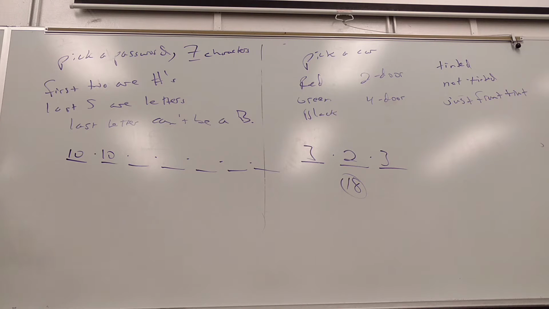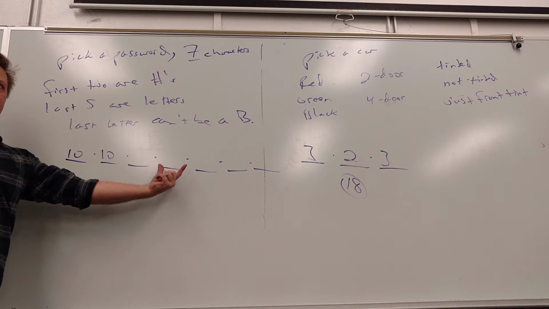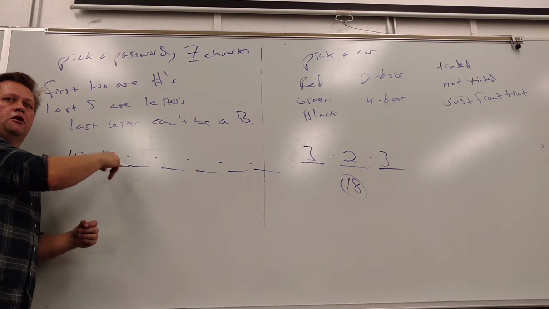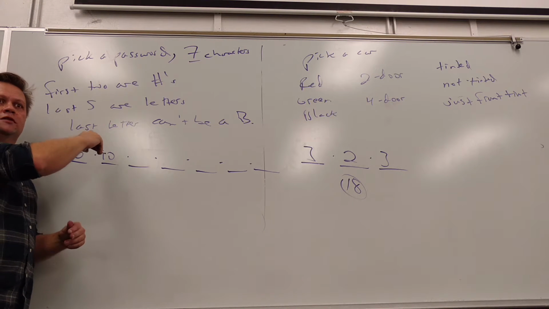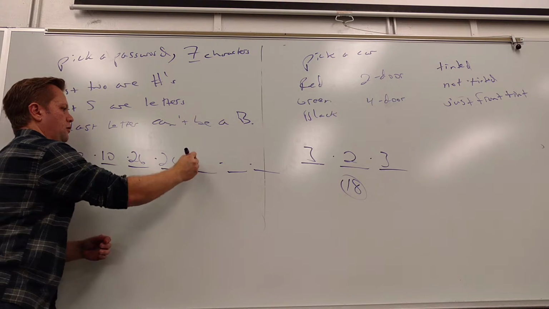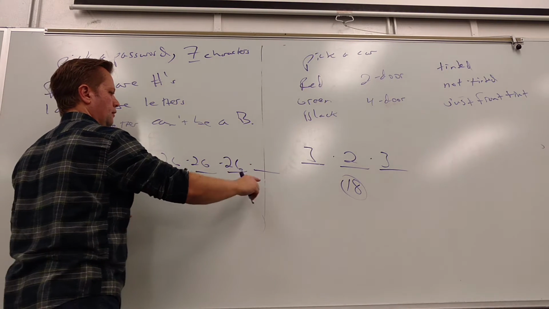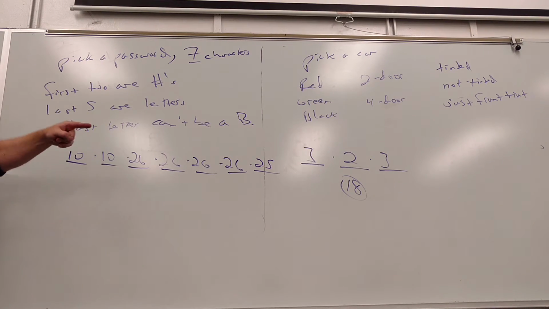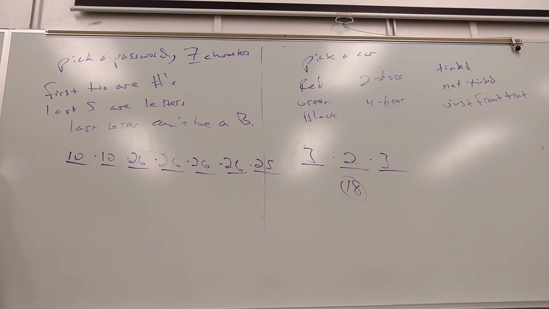Yep. Now the last 5 are letters. So for almost each of these, how many letters are there in our alphabet? 26. Now what's the only one that's going to be different? The last one's going to be 25. I like it. Now try to multiply that out in your calculator. See how many possible options for passwords there are following these rules.